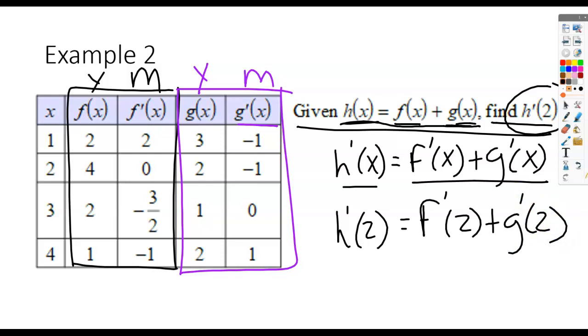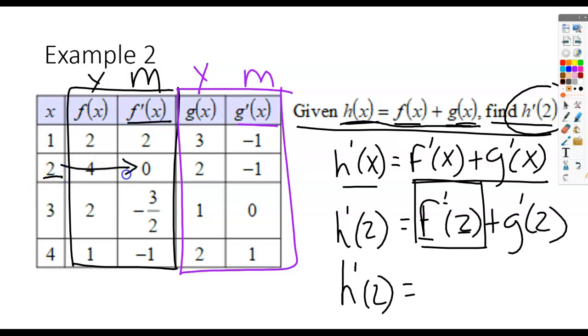And now here's where the table comes in handy. We need to find out what is f prime of 2. In other words, we want to know what is the slope, that's what the little prime tells us, what is the slope of f when x equals 2? Well, here's the f prime, here's where x equals 2, and so the value that we're looking at is 0. So f prime of 2 equals 0.